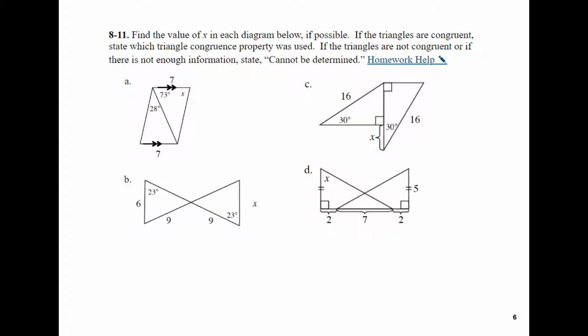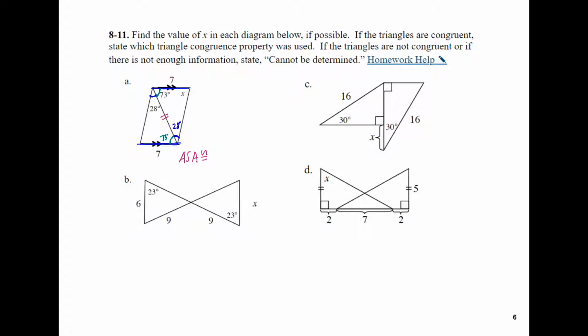So looking at example A, I have two parallel sides for my quadrilateral. When I have parallel sides, I know that my alternate interior angles are also congruent. So I can deem that this is 28. I also know that this angle is 73 degrees, which tells me this angle also must be 73 degrees. I have a shared side, so based on angle, side, angle congruency theorem, I know that my triangles are congruent.